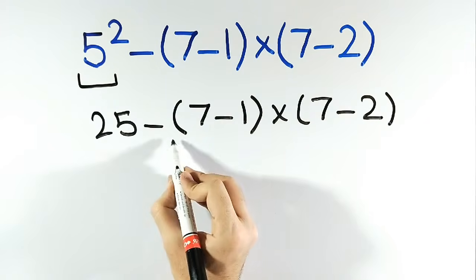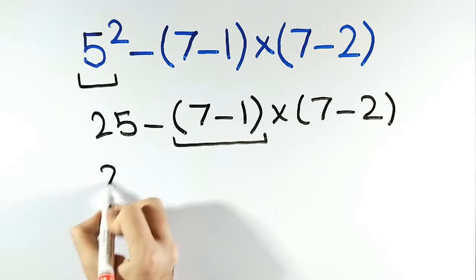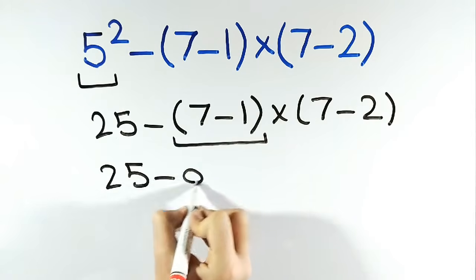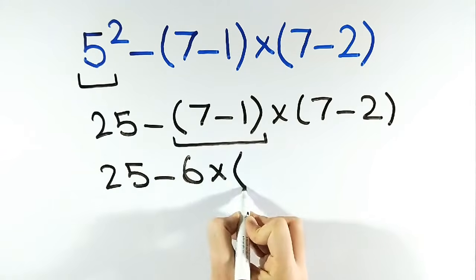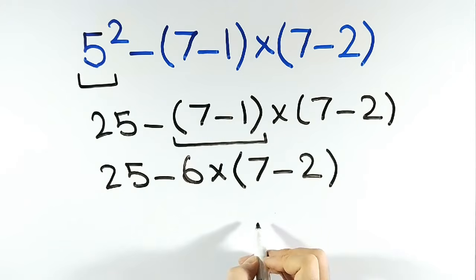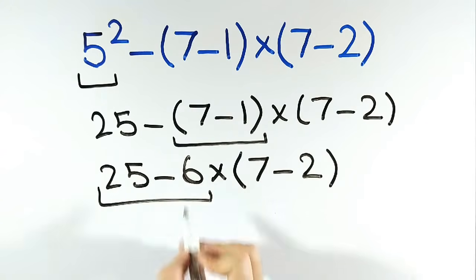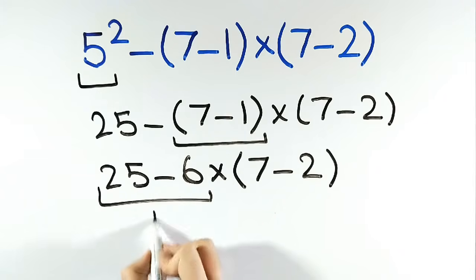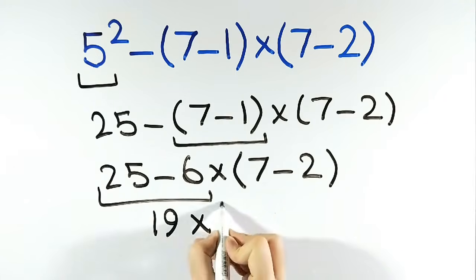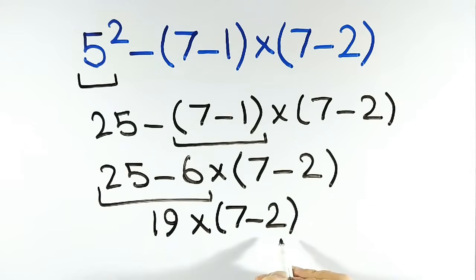And the next step, they go to the expression inside the first parenthesis and write this expression as 25 minus 6 multiplied by open parenthesis 7 minus 2 close parenthesis. Then they go for the subtraction between 25 and 6 and write this expression as 19 multiplied by open parenthesis 7 minus 2 close parenthesis.